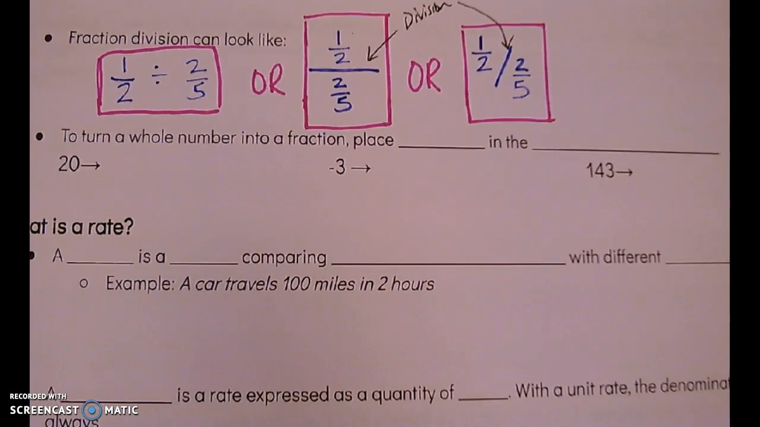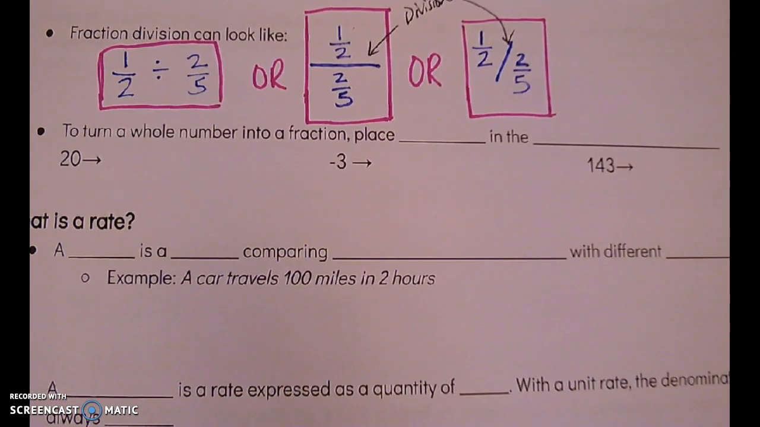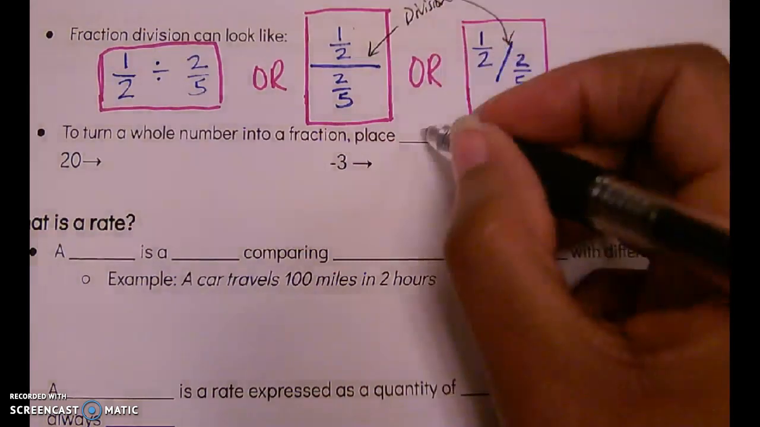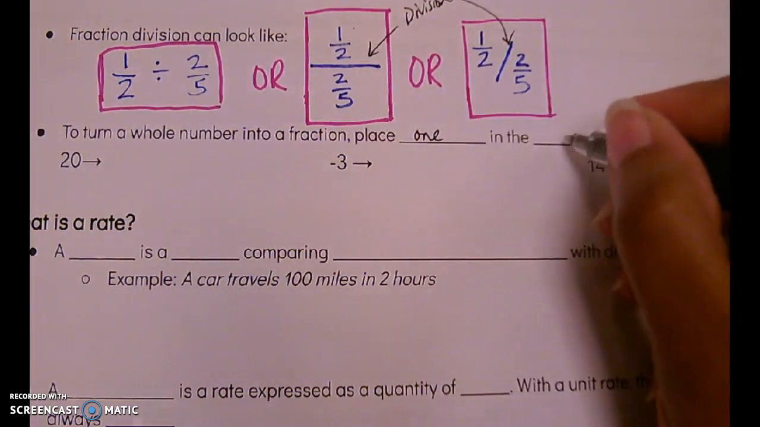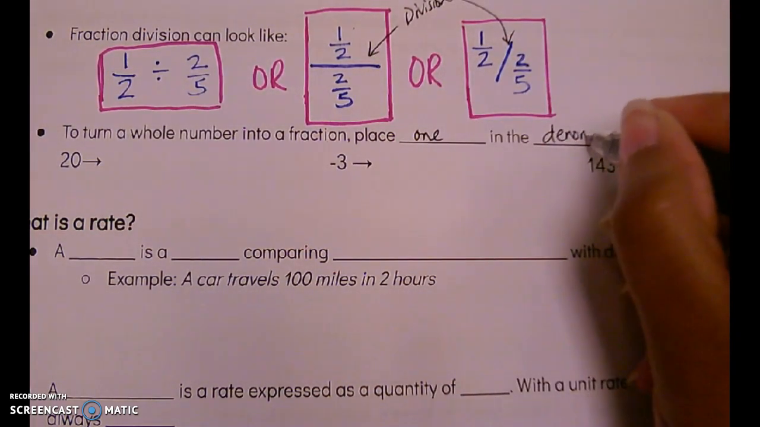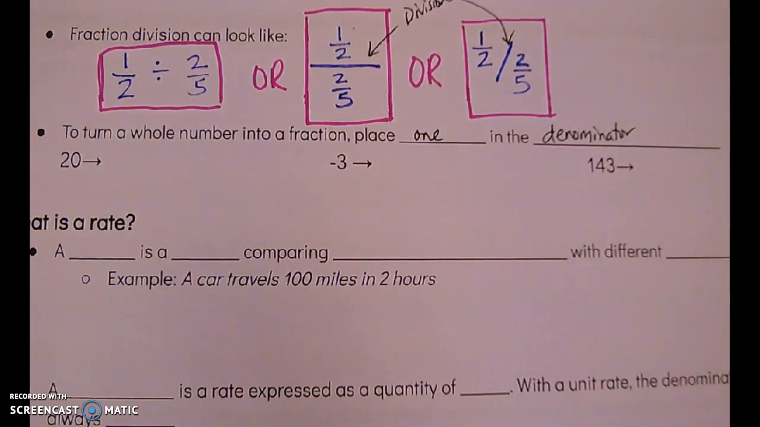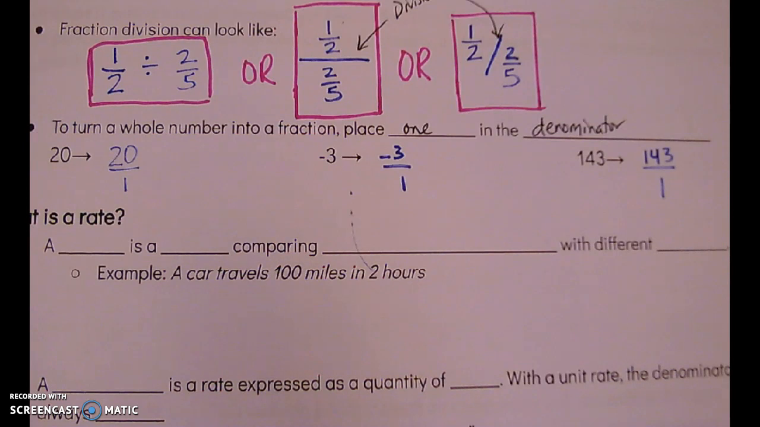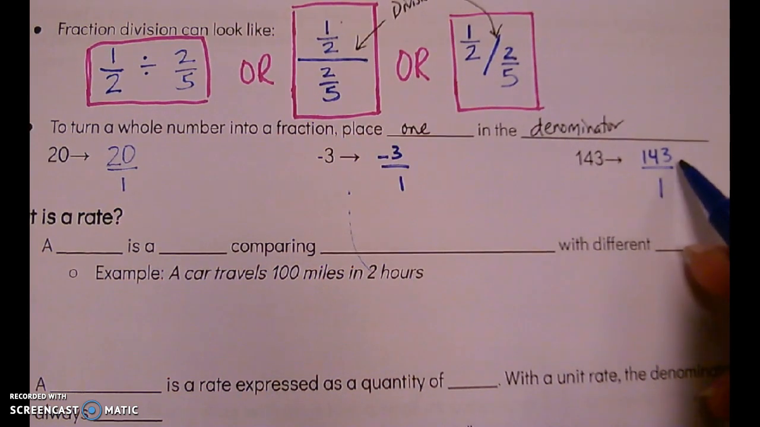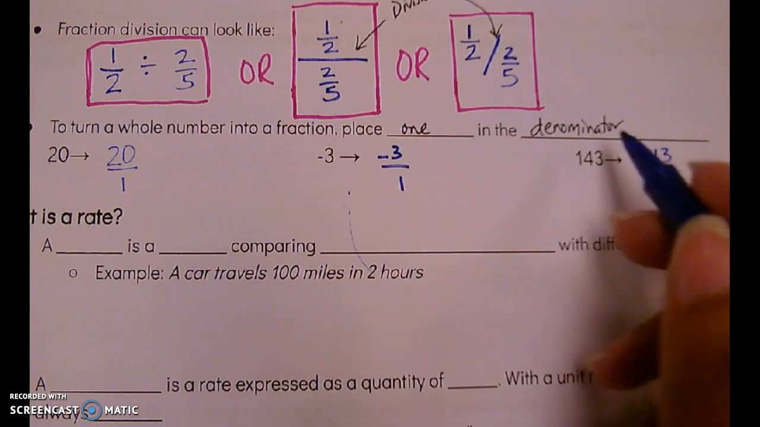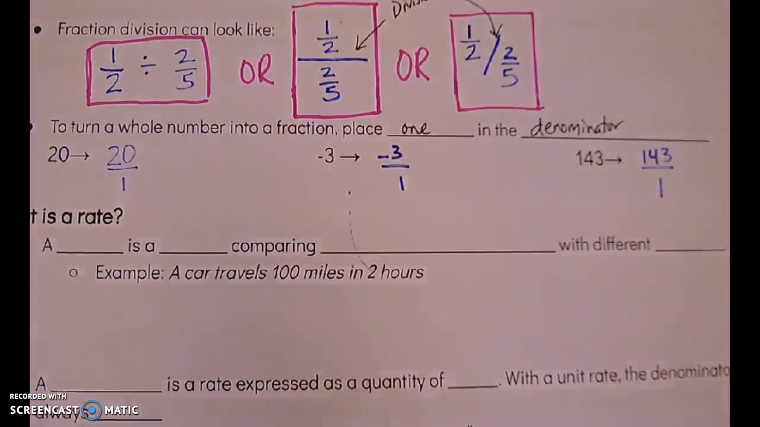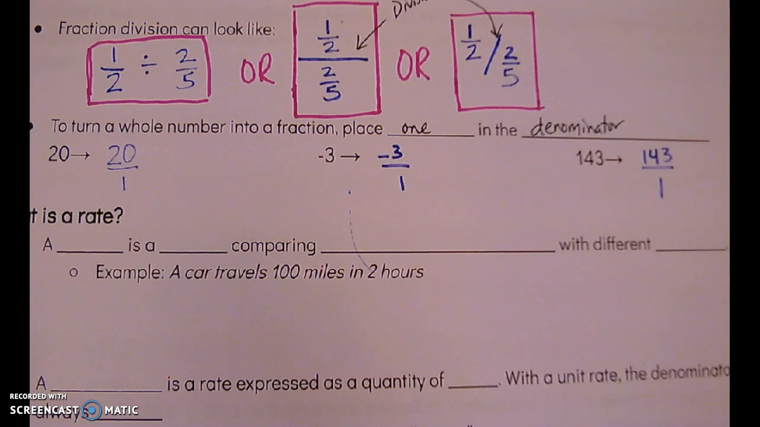Now, if you remember, to turn a whole number to a fraction, you place a 1 in the denominator. Okay? So for example, 20 is the same thing as 20 over 1. Negative 3 is the same thing as negative 3 over 1. And 143 is the same thing as 143 over 1. These both equal each other. So just remember that. Now let's talk about rates.